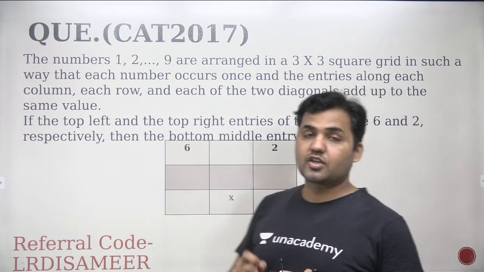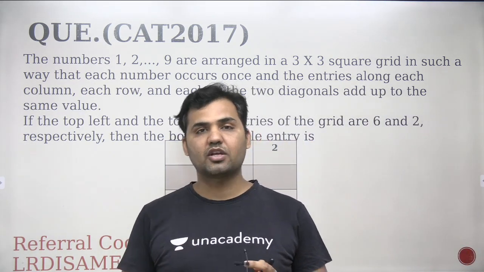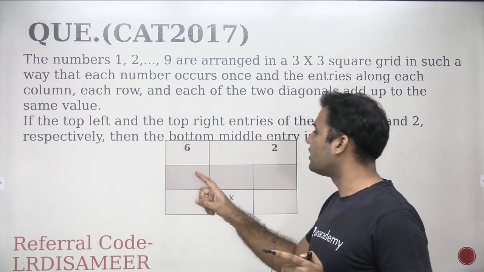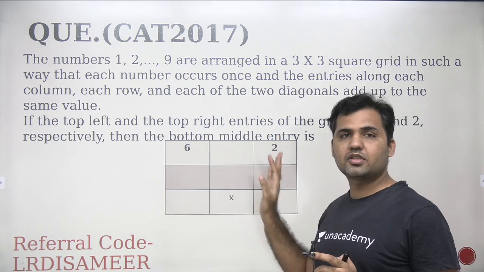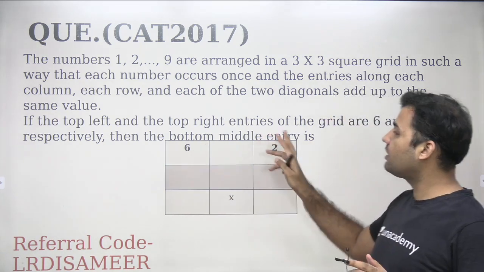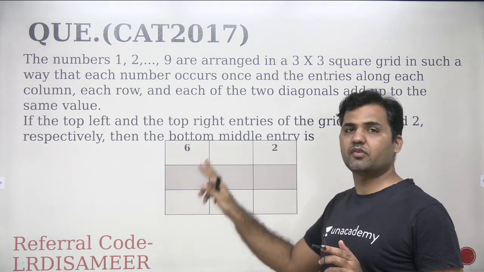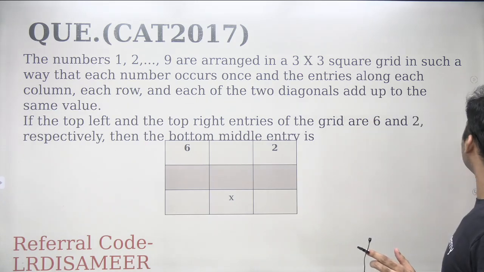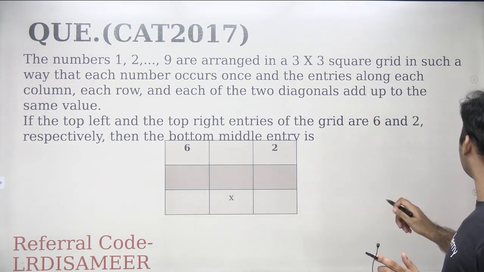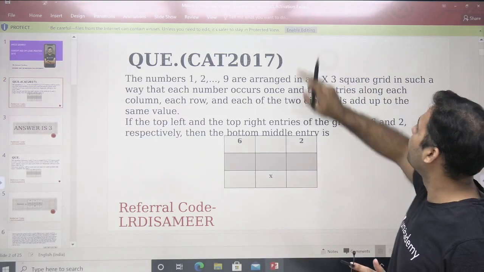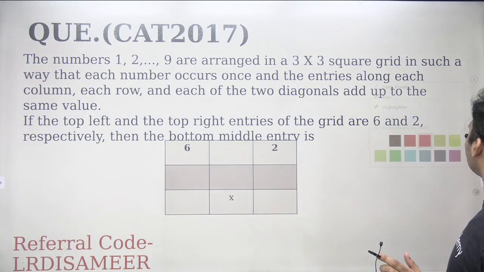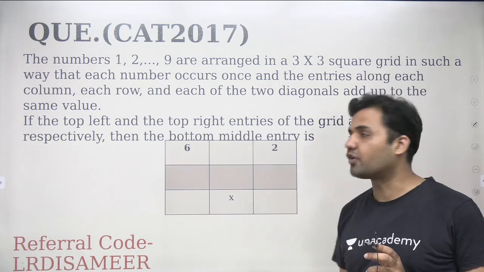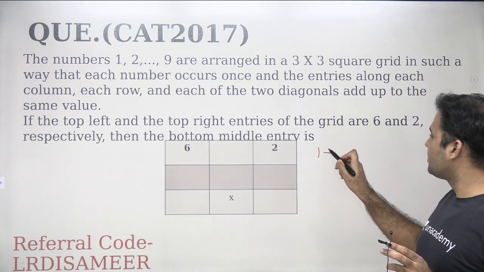Now, the main concept here is you're supposed to know what numbers you're using. You're using the numbers 1 to 9. Now if I write down all the numbers into a 3 into 3 matrix and take the sum of all the values, the total summation will be equal to 45. Why is it so? Because the sum of the first 9 natural numbers is 45, right?